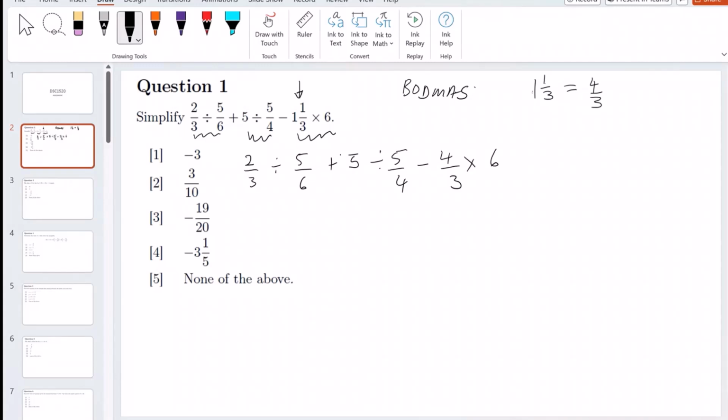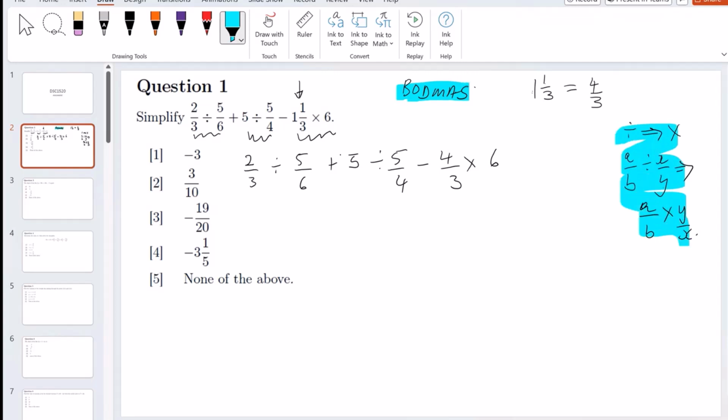I'm also looking at a specific relationship. I know that division can be translated into a multiplication. For example, if I've got A over B divided by X over Y, this can be rewritten as A over B multiplied by the reciprocal, Y over X. So these are the concepts that I am thinking about and applying. For me, these are the critical aspects related to this question.